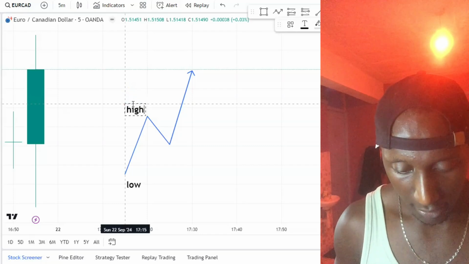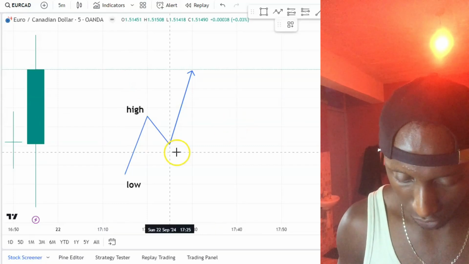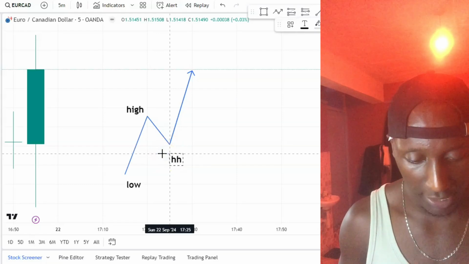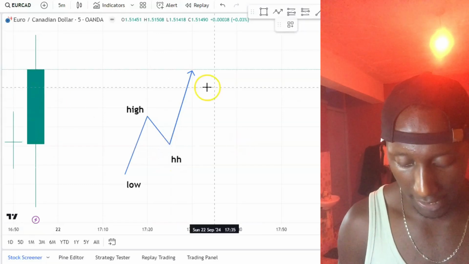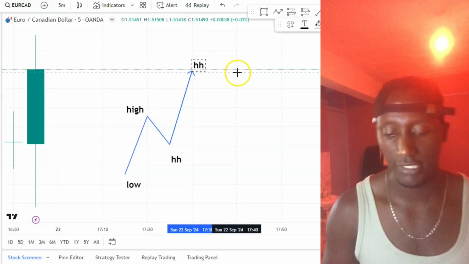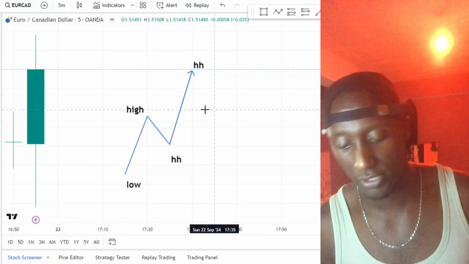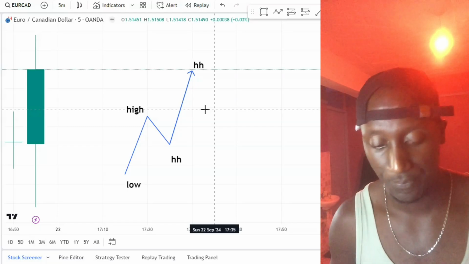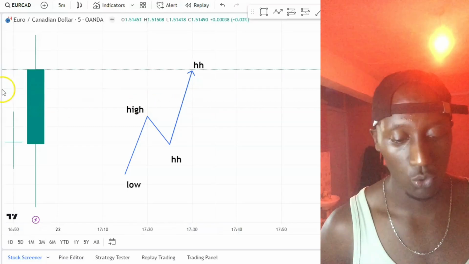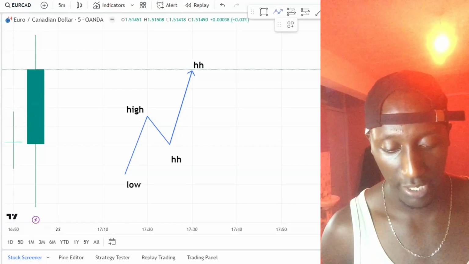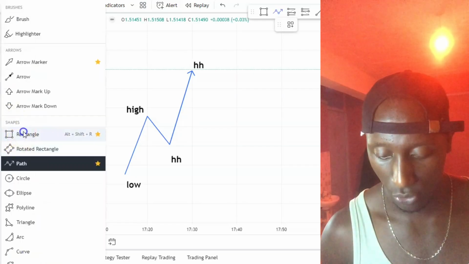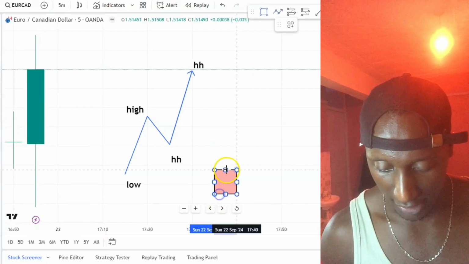And then we have a higher low, so let's use abbreviation, higher low, and then higher high. Now, in reality, when we are using this illustration, it's very easy to spot the low, the high, higher low, higher high. But what if you look at the candles? This is where people get confused.